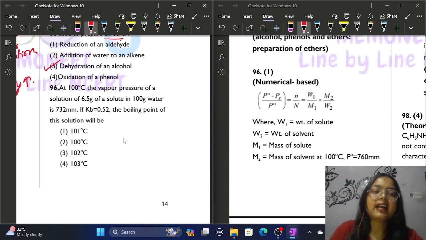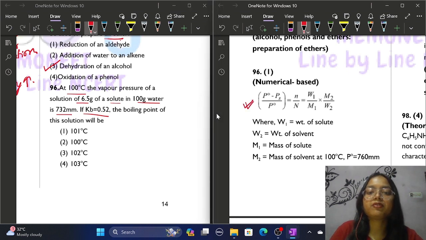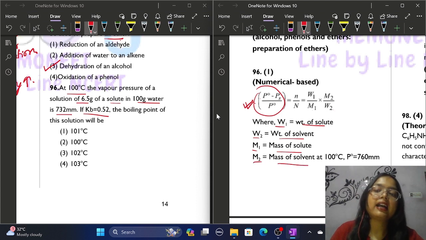Question number 96. At 100 degrees Celsius, the vapor pressure of a solution of 6.5 gram of solute in 100 gram of water is 732 millimeter. If Kb is 0.52, what will be the boiling point of this solution? So we have to find the boiling point. First we have to use this formula. The relative lowering of vapor pressure comes out to be W1 by M1 into M2 by W2, where W1 is the weight of the solute, W2 is the weight of the solvent, and M1 is the mass of solute, M2 is the mass of solvent. Okay, and P naught is there. P naught is given to be 760 millimeter.